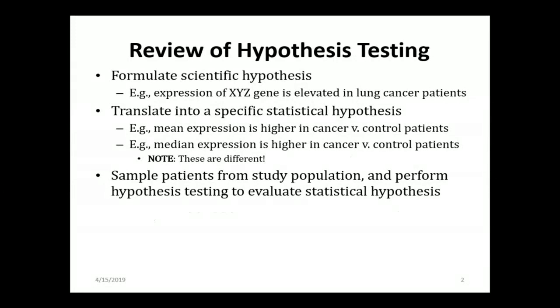So right there already, in the translation from a scientific hypothesis to a statistical hypothesis, we're already making some choices that we could potentially make differently. And then once we've decided on one, so let's say we're planning to compare the mean expression, we want to sample patients from our study population and then use what we call hypothesis testing in order to evaluate this statistical hypothesis, which we take to be a translation of our underlying scientific hypothesis.